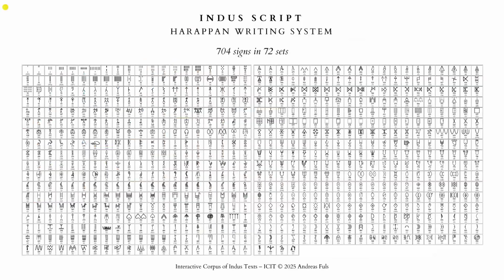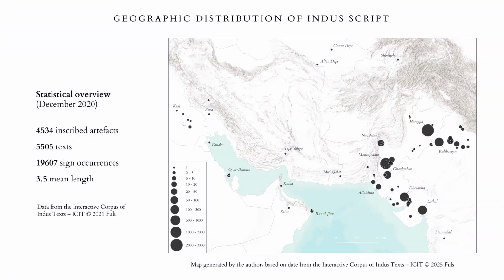According to the most recent corpus compiled by Brian Wells and kept up to date by Andreas Fuls, the Indus script currently counts just over 700 signs. To date, we have about 4,500 artifacts inscribed with signs of the Indus script, for a total of some 5,500 texts, either complete or fragmentary, making up about 20,000 sign occurrences as a whole. These figures immediately tell us that, even though we have a considerable number of texts, the length of the inscriptions is relatively short, with an average length between 3 and 4 signs.